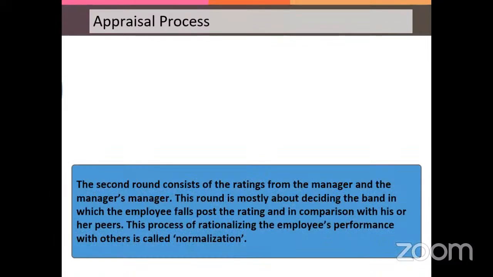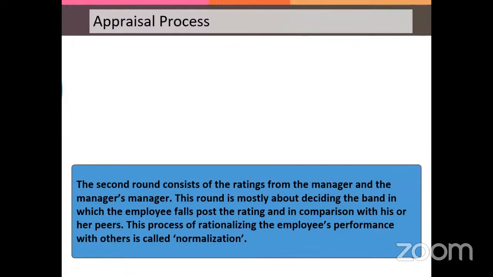The second round consists of the ratings from the manager and the manager's manager. This round is mostly about deciding the band in which the employee falls post the rating and in comparison with his or her peers. This process of rationalizing the employee's performance with others is called normalization. So you have in civil service in Nigeria, you have things like service level grade 8, service level grade 10, 12, 13, 14, and as the case may be.